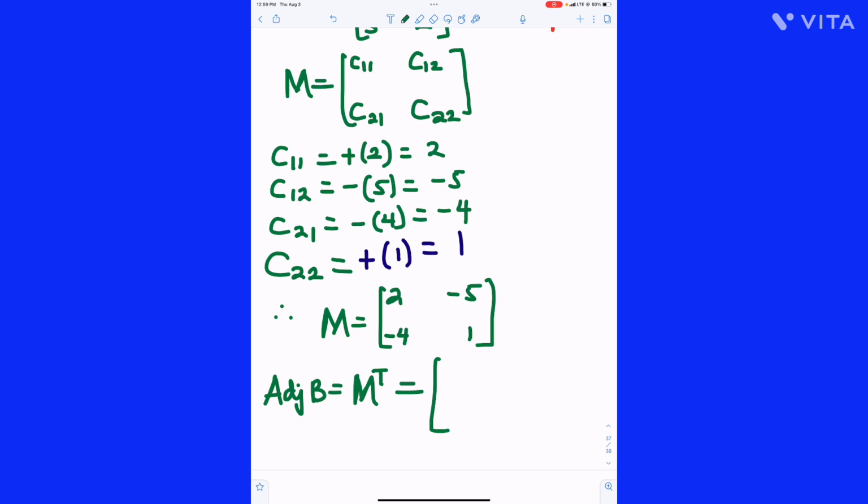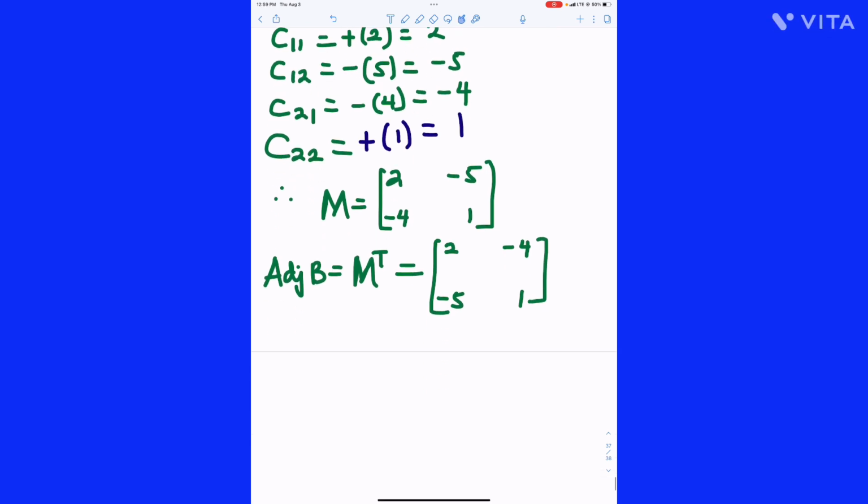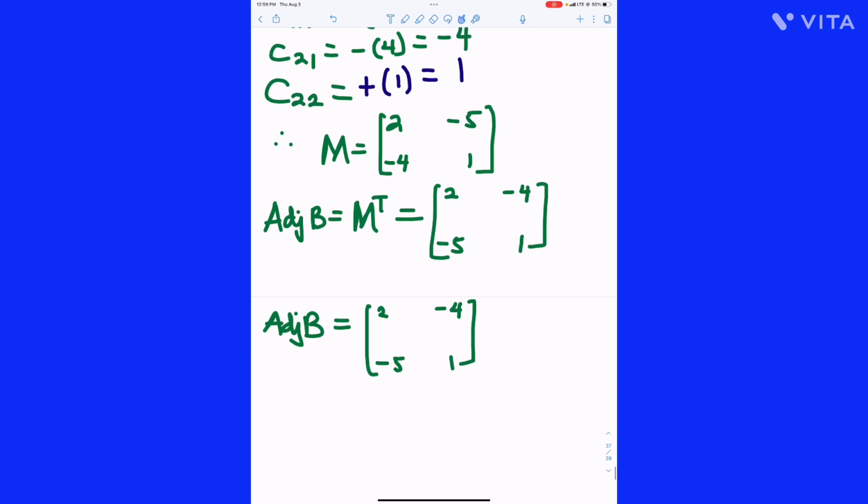How do I get the transpose? I'll change first row to first column. So 2, minus 5 will become 2, minus 5 here. Change second row to second column. Minus 4, 1 will become minus 4, 1 here. And that gives me my adjoint. My adjoint of B is 2, minus 4, minus 5, 1. So the adjoint of the matrix B is [2, -4; -5, 1]. So that settles question 2.